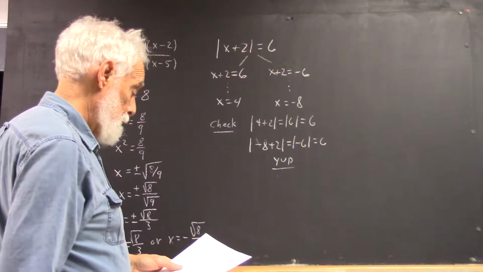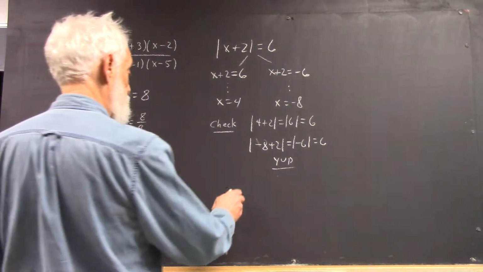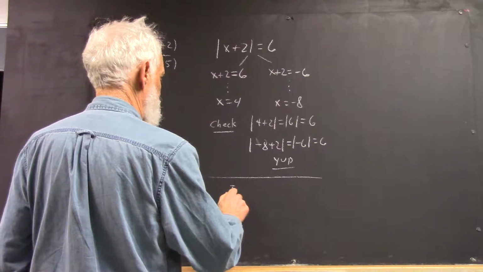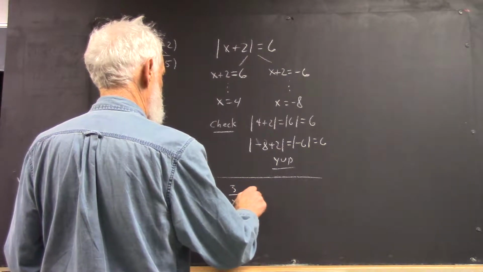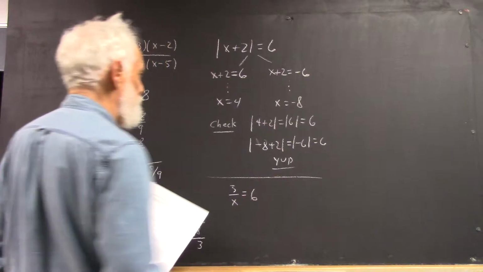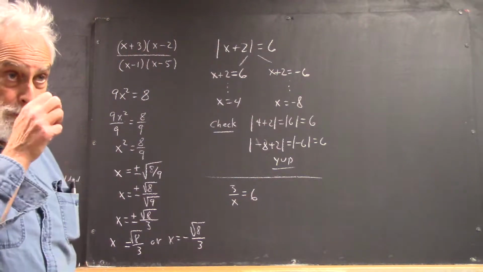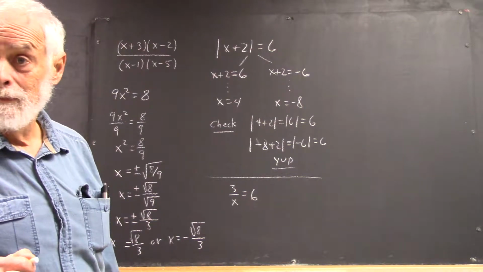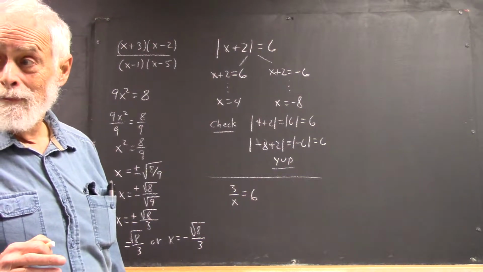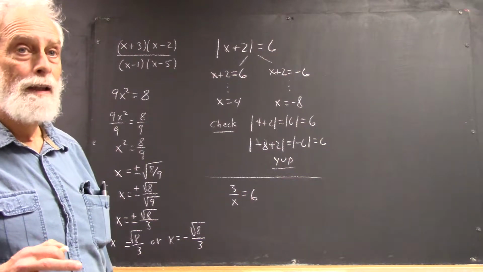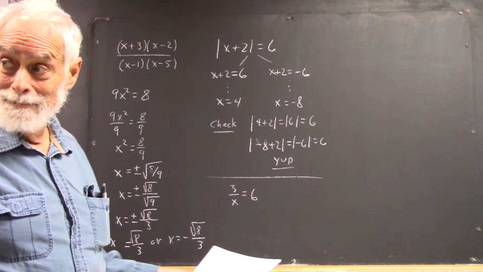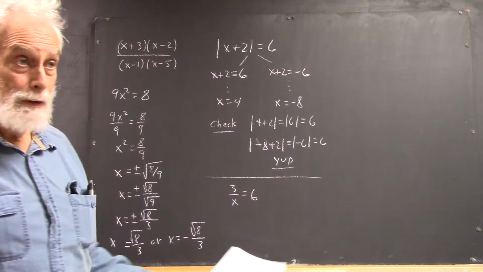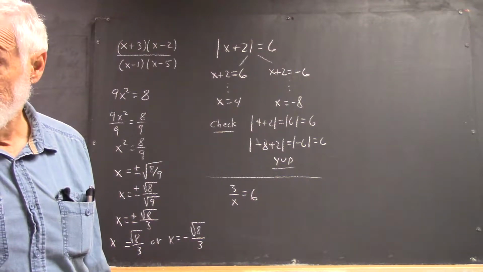Okay. Now, another equation that I've added to our repertoire is an equation like this, 3 over x equals 6. Now, what step do we take to solve this equation? Yeah. It's got a denominator. If you got denominators, you multiply by a common denominator. And that clears out your denominators, right?